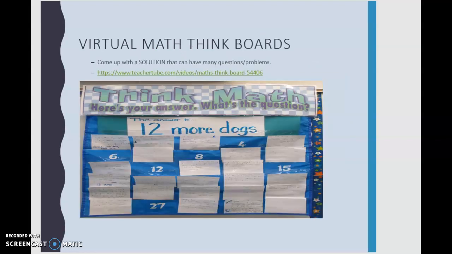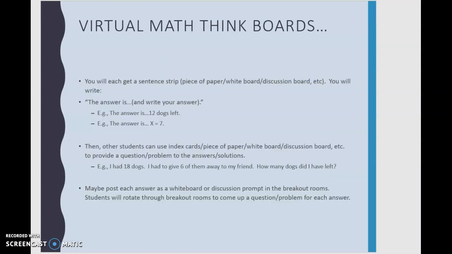Another thing that I used were think boards, either virtually or face-to-face. So you would come up with a solution that can have many questions or problems. So this one says the answer is 12 more dogs. So that's the solution. Then all these little cards, and I know they're really hard to see, those are the questions or the problems that give you this solution. So you could have one person or you could come up with a solution and then have all the students come up with a variety of questions and problems.